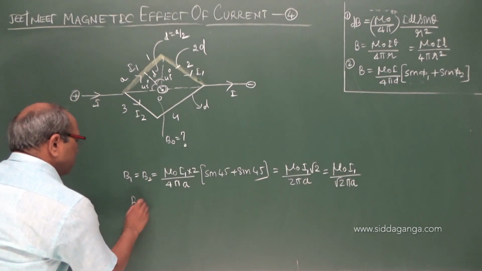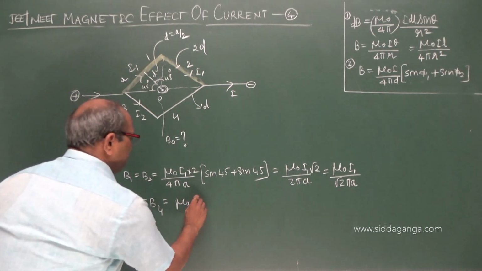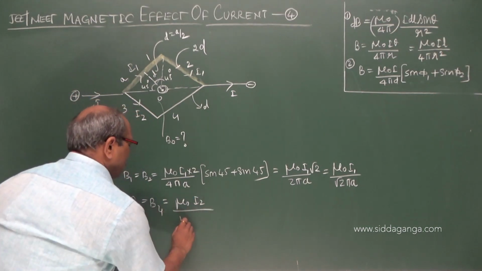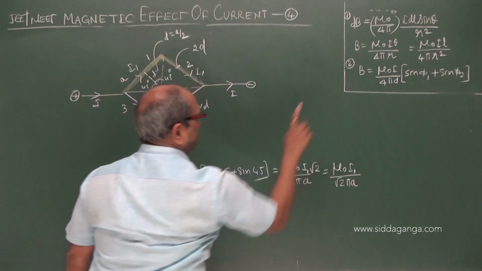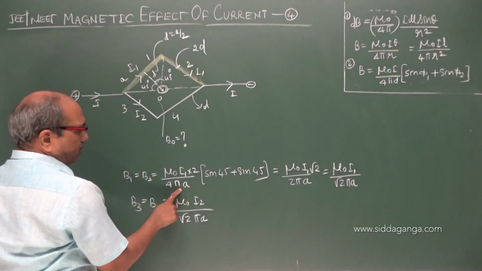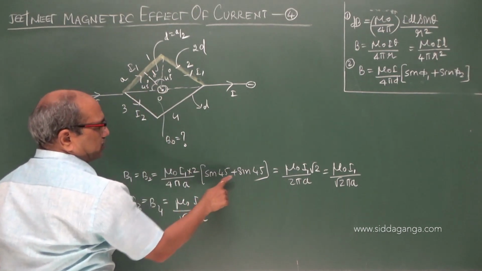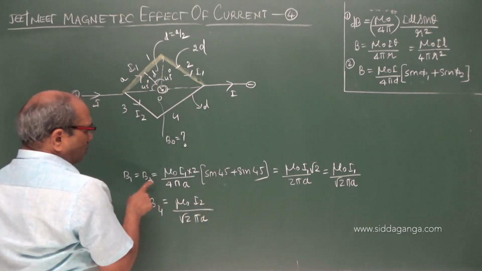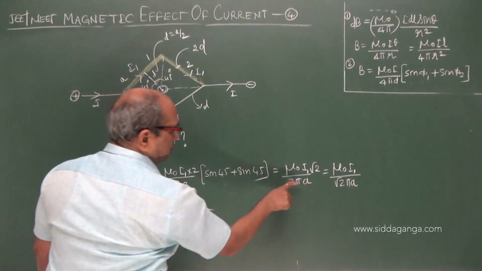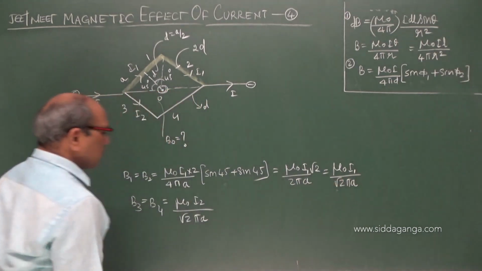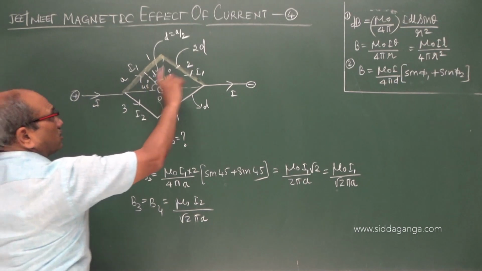Similarly, B3, B4, the same answer comes. Instead of I1, I have to write root 2 pi A. I think we used this: mu naught I by 4 pi A, by 2 the D, and sin 45 is root 2. However, this 2 cancels with this and becomes 2 root 2, or root 2 pi A. But now the problem is it is clockwise.